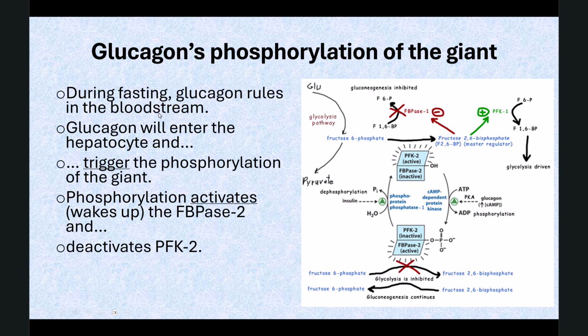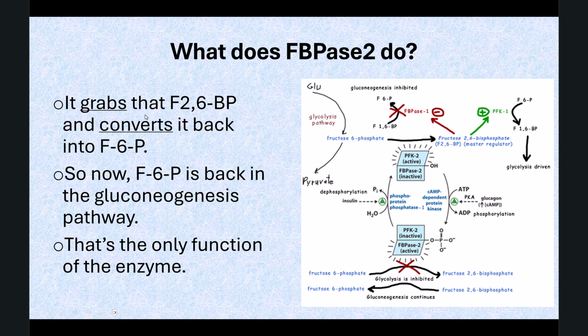So during fasting, glucagon rules. Glucagon will enter the hepatocyte, trigger phosphorylation of the giant. Right here, it sticks a phosphate on the giant, which wakes up the FBPase2. This also deactivates PFK2. So you can't have both of these enzymes on at the same time. Great. What happens next? Everything I've already said. It grabs F26BP, converts it back to fructose 6-phosphate. So now fructose 6-phosphate is back in the gluconeogenesis pathway. Cool.